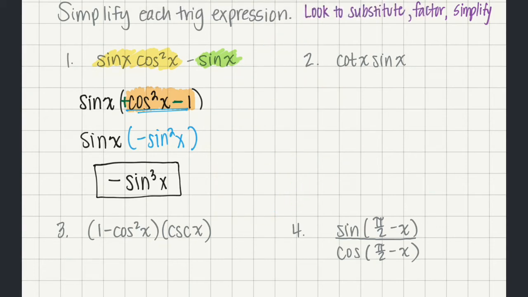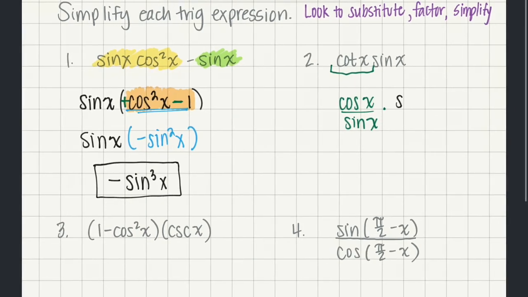Okay, so we're on to the next problem. Next one we have one term, cotangent of x times sine of x. Well, how could this possibly be simplified if it's already one term? Well, that's where using your flashcards really comes in handy, because we know after using our flashcards that cotangent of x is just the same thing as cosine of x over sine of x.